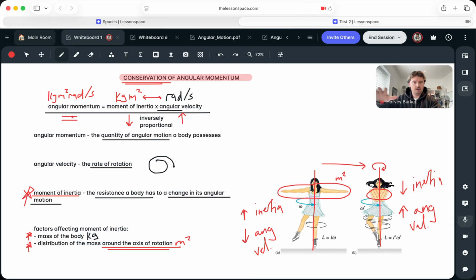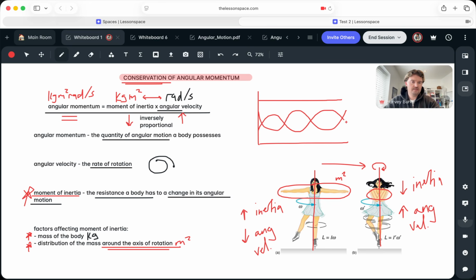Angular momentum is conserved throughout a movement because the two things that make up angular momentum are inversely proportional to each other. So if one increases, the other decreases, and therefore angular momentum doesn't change. And sometimes they will illustrate this on a graph where you've got angular momentum being this top line, because this just remains the same throughout. And then moment of inertia and angular velocity will look like this. And often they'll have a diagram of a person above, and they'll want you to work out which line is which. So we'll come on to that later. But that is the conservation of angular momentum.